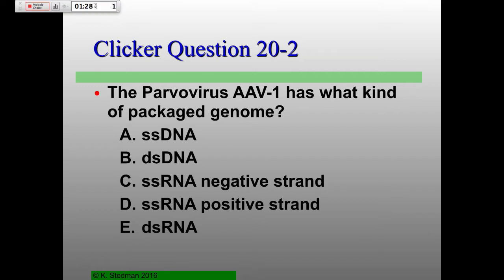So the parvovirus AAV1 is what kind of packaged genome? Single-stranded DNA, double-stranded DNA, single-stranded RNA negative strand, single-stranded RNA positive strand, double-stranded RNA.